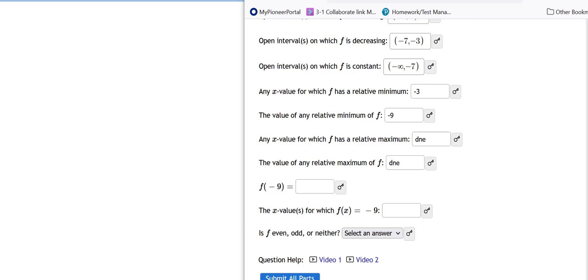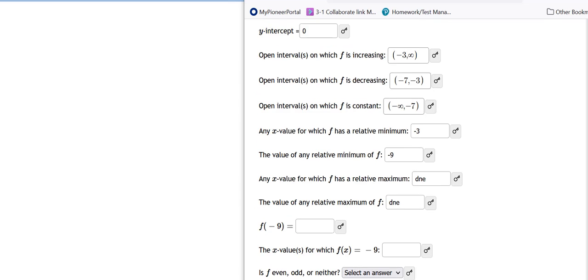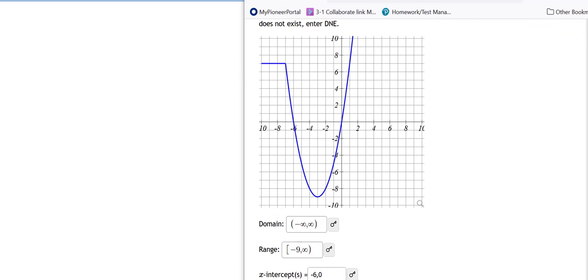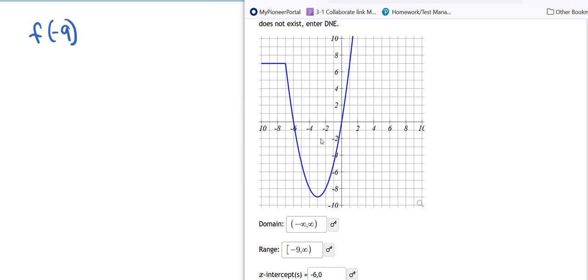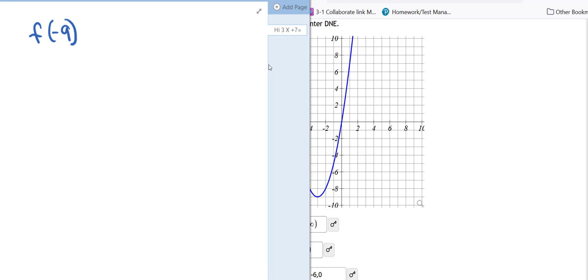Right, we want to find f of -9. Right, so when x is -9, so f of -9. So when x is -9, where is y? So x is -9 is right here. So the y that's in the constant region is 7.